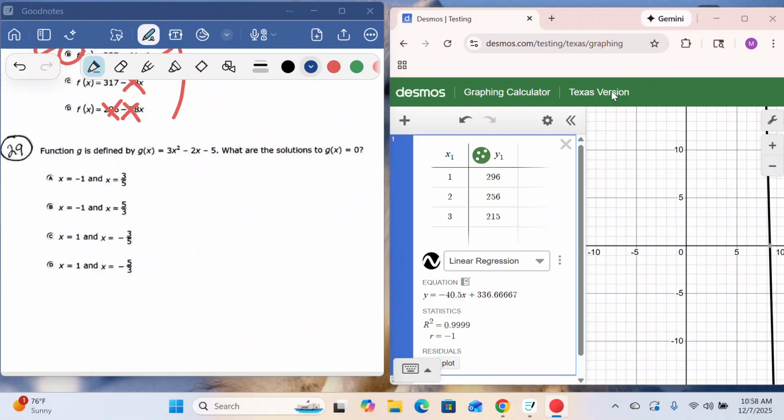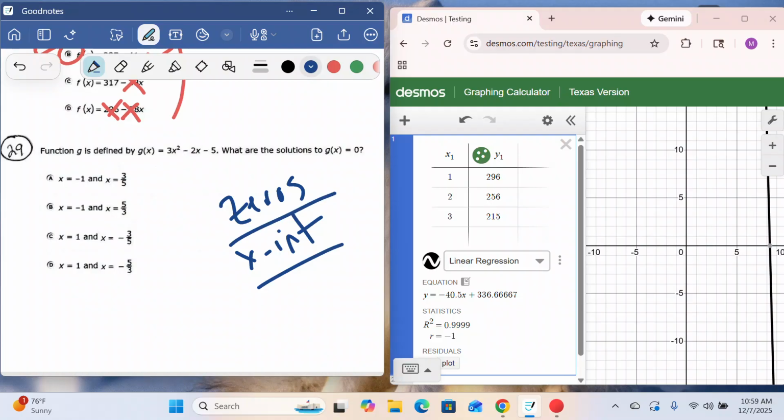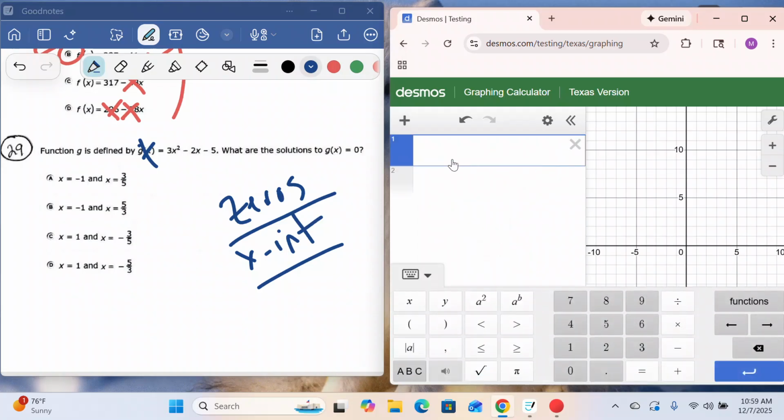So then, looking at this, all you have to understand is that they're only looking for our zeros, and our zeros are our x-intercepts. That is all they're looking for here. So g of x is a fancy way of saying y. I'm just going to get rid of that, input it into Desmos and let Desmos do the work for us.